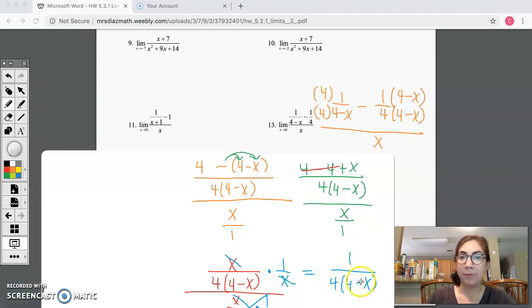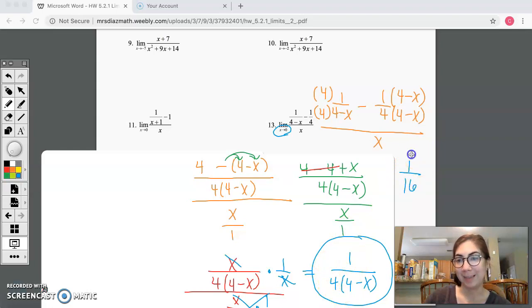You can distribute if you would like, or you can leave it like this, and then we're going to substitute 0 for x. So it's going to be 4 minus 0, which is 4. 4 times 4, 16. So it's going to be 1/16 is my final answer.